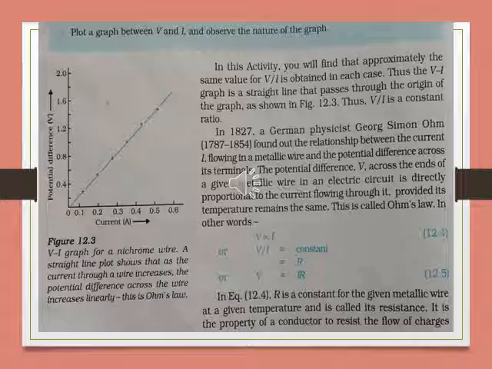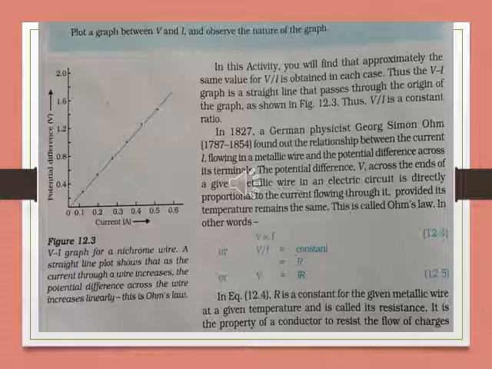In this activity, you will find that approximately the same values for V and I are obtained in each case, whether it is connected with 1 cell, 2 cells, 3 cells or 4 cells. Thus, the VI graph is a straight line that passes through the origin of the graph as shown in the figure, and thus the ratio of voltage, that is potential difference, to current is a constant ratio.